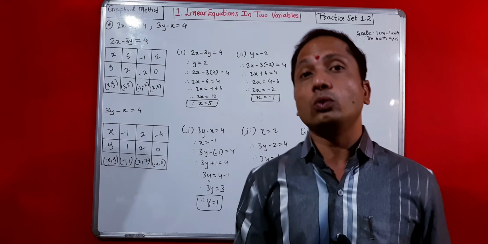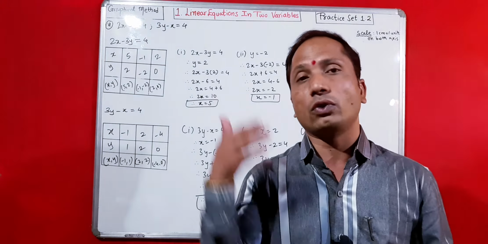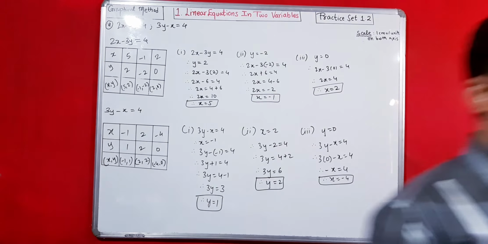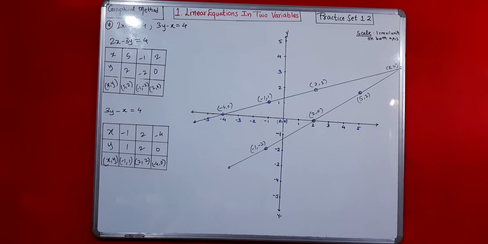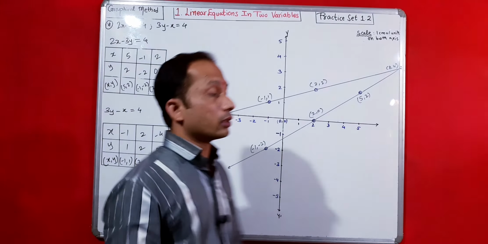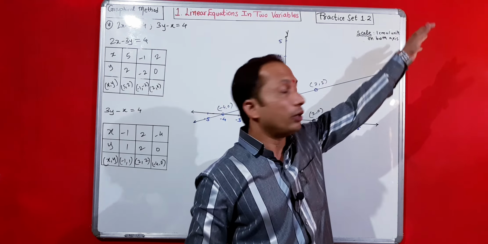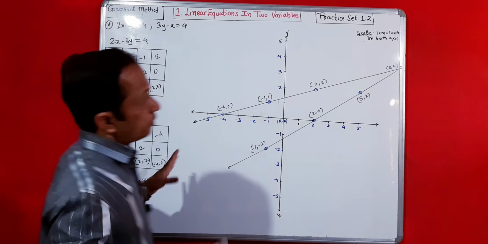And now we are going to plot the last graph for the last question from this practice set. The last graph of the last question is like this. It is going this side. 8, 4 is the correct solution for this graph, but there is limited space, so I cannot show all the problems.